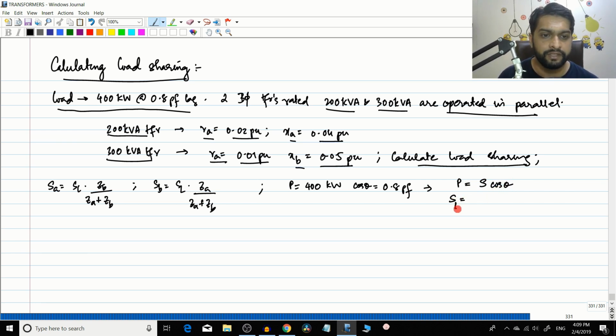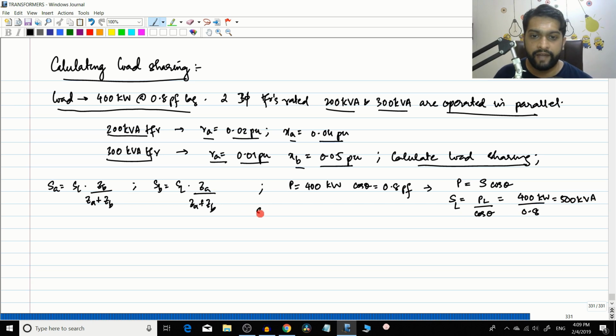So SL is equal to PL divided by cos theta, and PL is equal to 400 kilowatts divided by 0.8. So this is equal to 500 kVA. So SL value is equal to 500 kVA at what power factor? At 0.8 power factor. So that is the demand from the load.